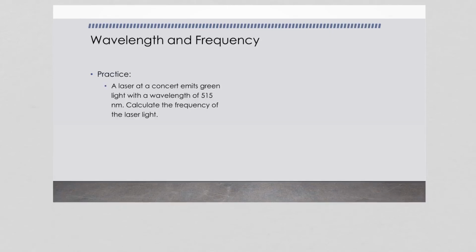Now, we were talking about wavelength and frequency. We can look at a problem here and try to apply this equation. Remember our equation here is frequency equals the speed of light over the wavelength. In this case, we're given a wavelength of 515 nanometers, and we need to calculate the frequency.